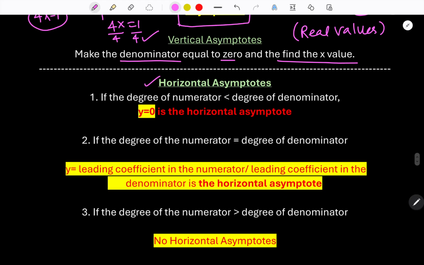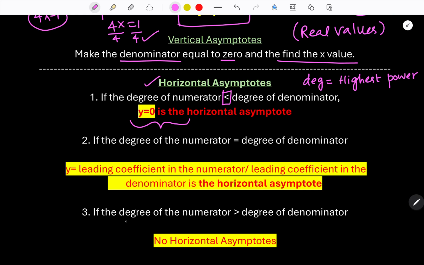Next, horizontal asymptotes. For horizontal asymptotes, we have three rules. One is: degree of the numerator less than degree of the denominator. What do you mean by degree? Degree means highest power, the big power. So if the degree of the numerator is less than the degree of the denominator, whatever the problem may be, just write y equal to 0 is the horizontal asymptote.